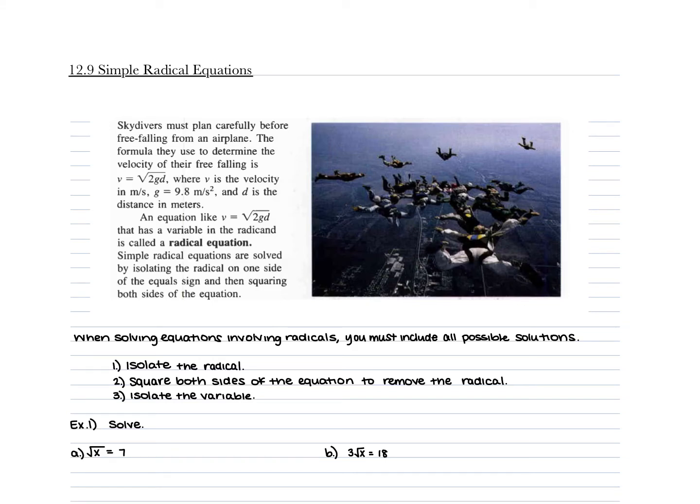So 12.9 goes over solving radical equations. When we're doing these, I give you 3 steps to pretty much go by. You want to first isolate your radical. Then you're going to square both sides of your equation to remove the radical. And then you're going to isolate the variable.